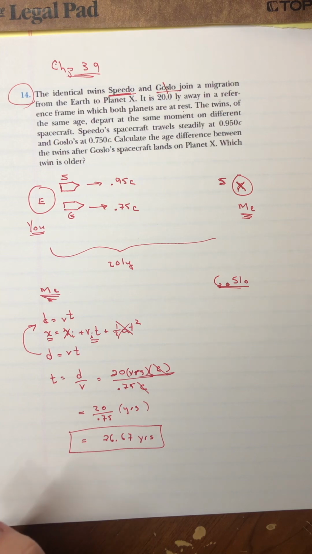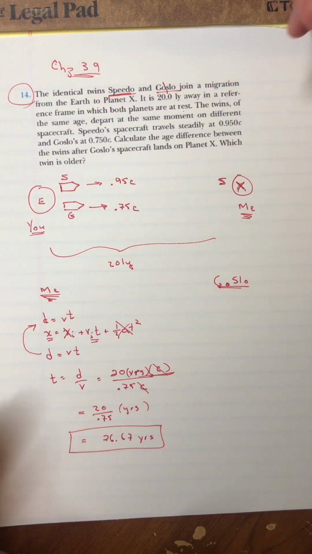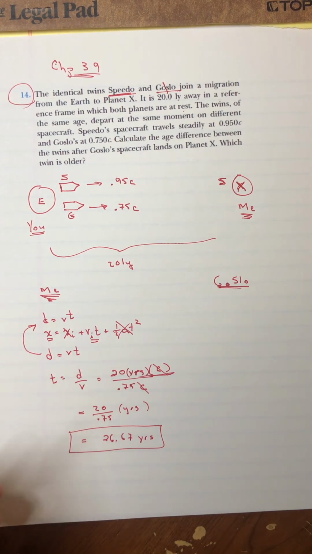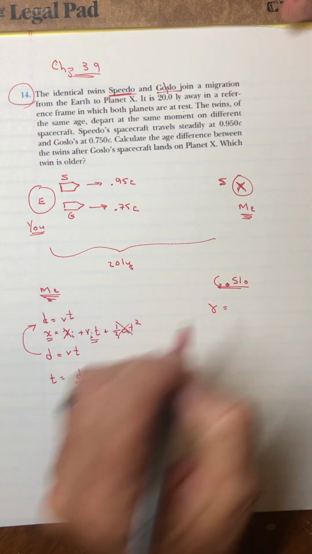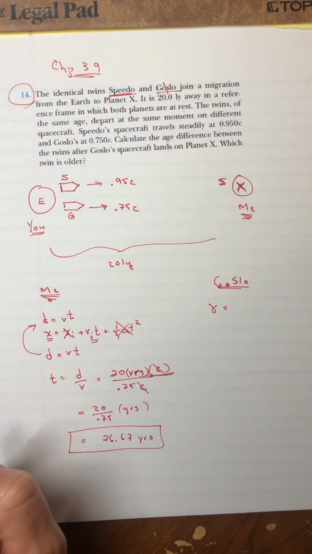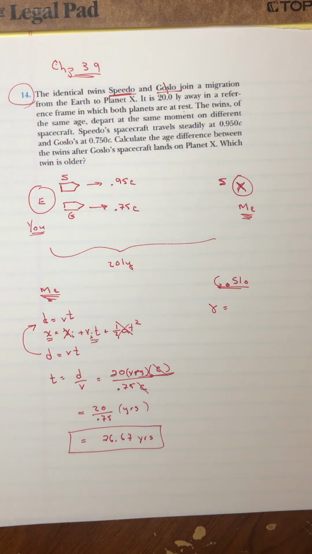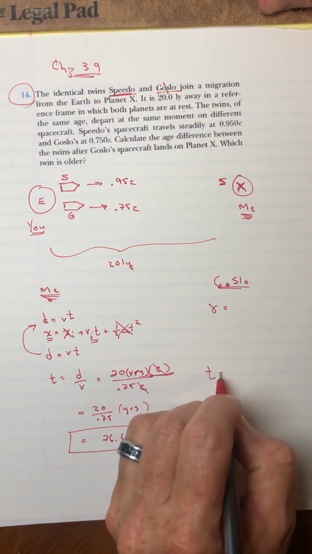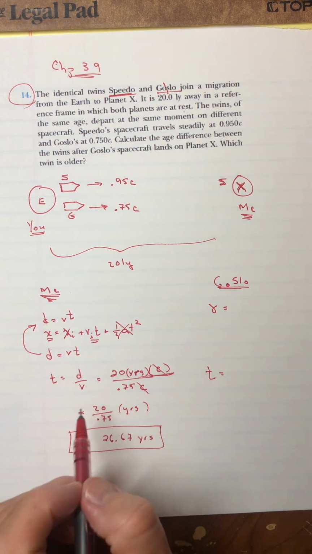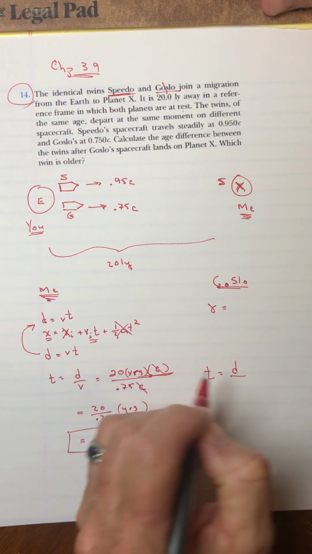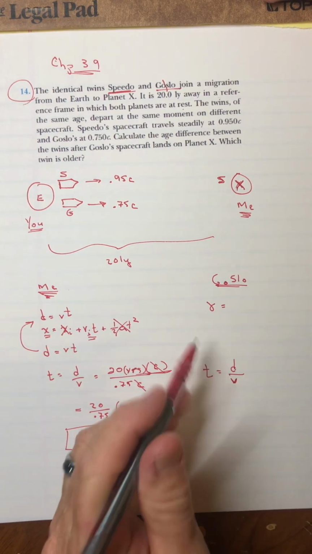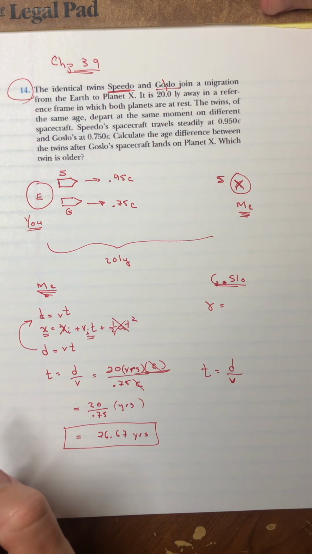Now, if I extend this to looking at Go Slow, I may ask, how much time elapsed for Go Slow? And you could say that Go Slow's time is dilated by a factor of gamma, if you will. And so everything biologically has slowed down. That's probably the easiest way to do it. I guess you could also do it kind of like I did here. You could say the time experienced by Go Slow would be the distance experienced by Go Slow divided by the speed of Go Slow. And either one should get you the same number.